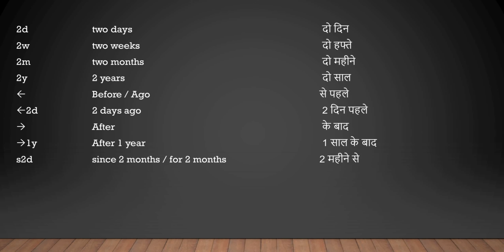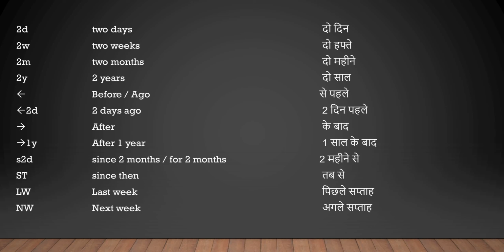S2D means since 2 days. Sorry, it should ideally be since 2 days, or for 2 days, 2 दिनों से. But here I've used months, so you can just change it to S2M. ST means since then, तब से. LW means last week, पिछले सप्ताह. NW means next week, अगले सप्ताह.